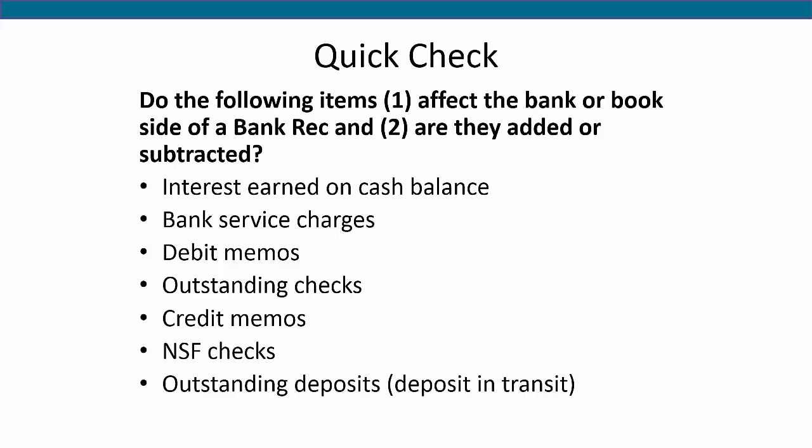The quick check on this slide is taken from the quick study exercises at the end of the chapter. Can you answer the questions? The way I think about reconciling items is to ask who knows about it. If the bank knows about a transaction and has included it in the bank statement, then you don't have to put it on the bank side of a reconciliation. But then it's likely that the company does not know about the transaction and must include it on the book side of the reconciliation and also prepare an adjusting journal entry. Remember, any reconciling item on the book side requires a journal entry.